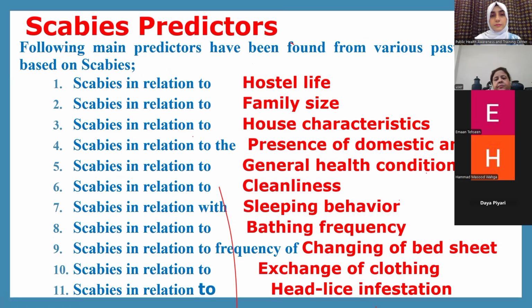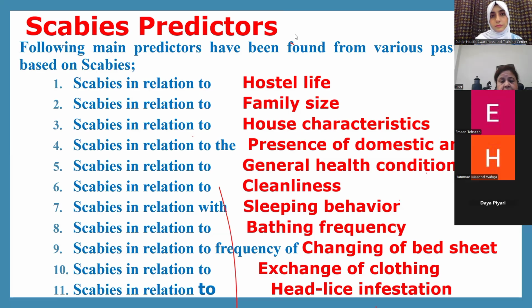What are the scabies predictors? The following are the main predictors that have been found from various past studies on scabies. As you know, research is going on in lots of medical issues and medical conditions, and of course scabies. I'm showing these predictors according to the references. Research has shown scabies in relation to hostel life. Hostel life may become a predictor. Also family size, house characteristics, presence of domestic animals in the house, and general health conditions. These are the scabies predictors.